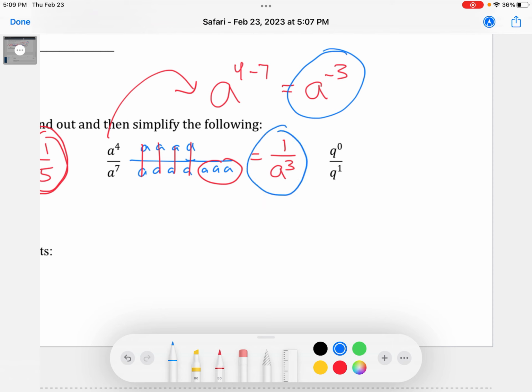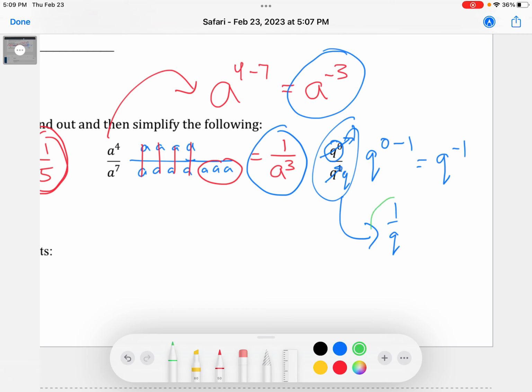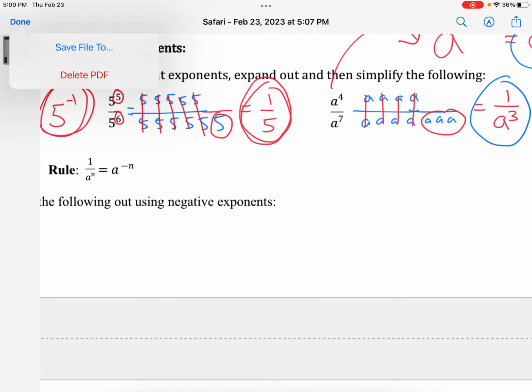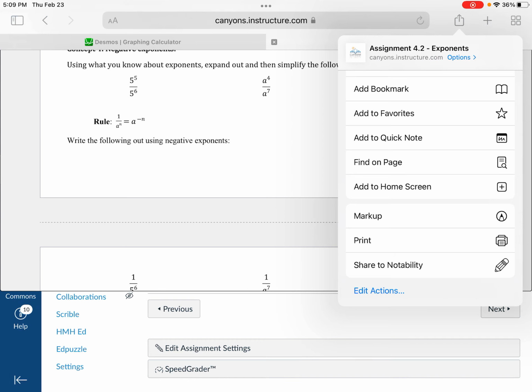Taking a look at this one, q to the 0 minus 1 is equal to q to the negative 1. And if we simplify this thing, q to the 0th, that's 1. Q to the 1st is q. And so I know that's messy, but that's just going to turn into 1 over q. So 1 over q is going to be equal to q to the negative 1. All right, so if that's confusing, let's do a few examples, and those examples hopefully should make you completely unconfused.